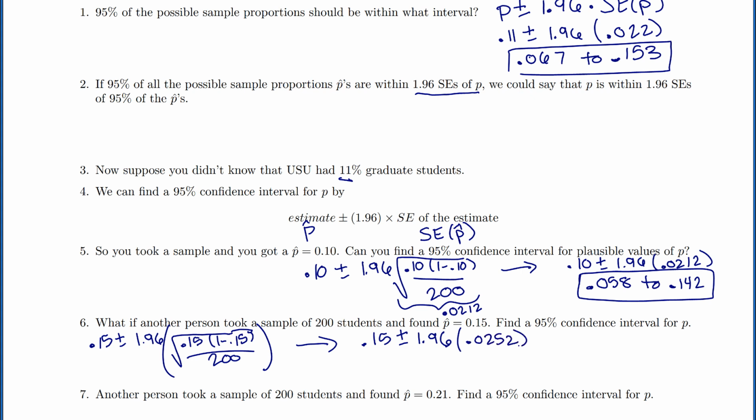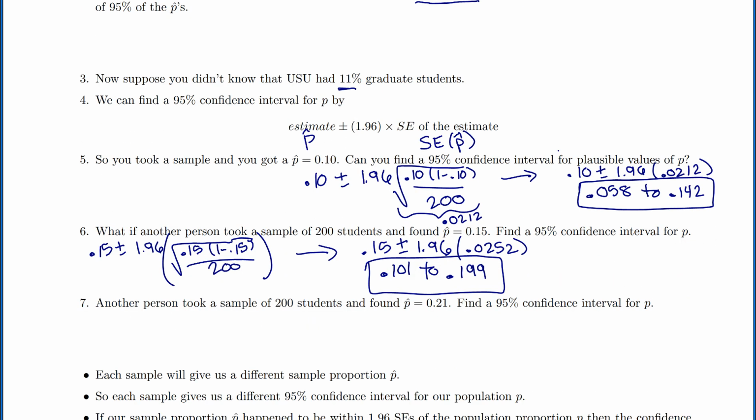So to put this in your calculator, you do 0.15 minus 1.96 times 0.0252. That gives me 0.1012, and if I do the addition, 0.15 plus 1.96 times 0.0252, that gives me 0.199. So here is a different confidence interval based on a different sample. That confidence interval says we're 95% confident that my population proportion is between 0.101 and 0.199. And notice that my true population proportion of 11% is within that interval. So that interval was also accurate.